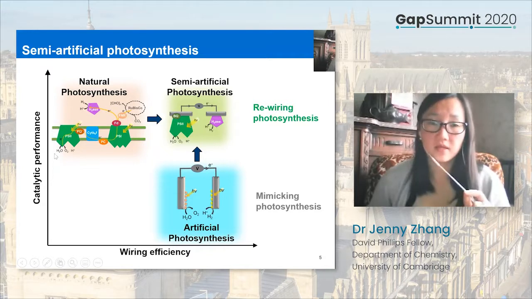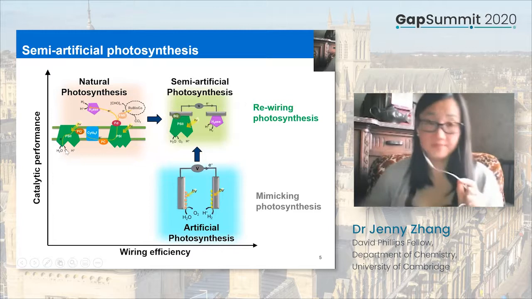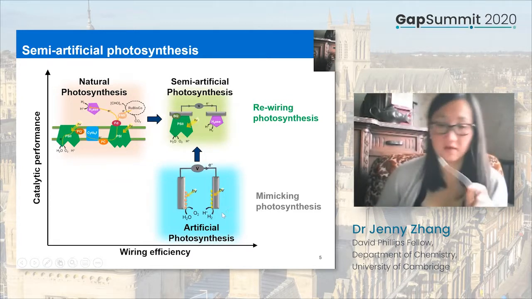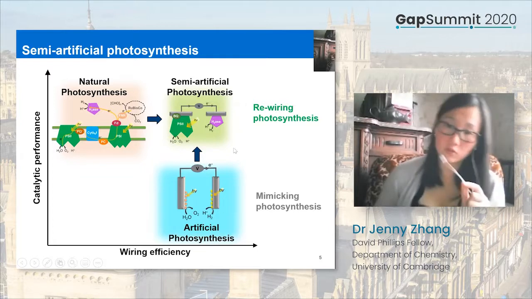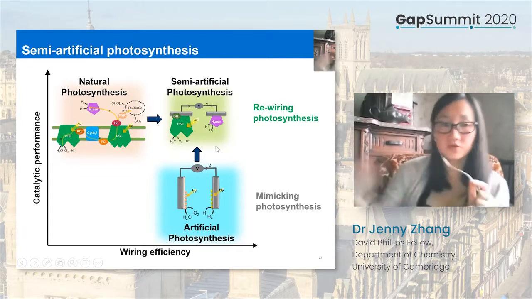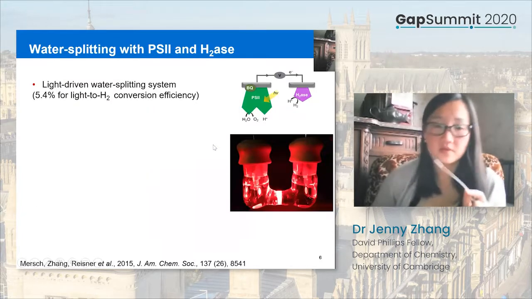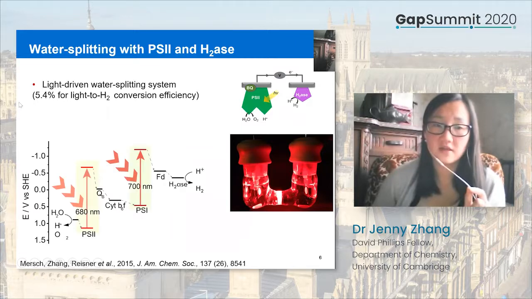So for example, we can isolate specific components from natural photosynthesis and combine them with the wiring regimes within artificial photosynthesis, so that we can rewire photosynthesis to do the reactions that we want. And we were able to demonstrate this quite a few years ago. So we wired photosystem 2 directly to hydrogenase, skipping a lot of the steps. And we were able to achieve a fairly reasonable efficiency.